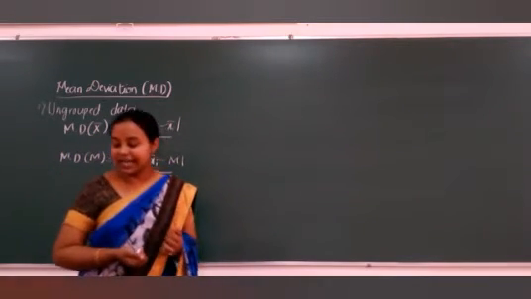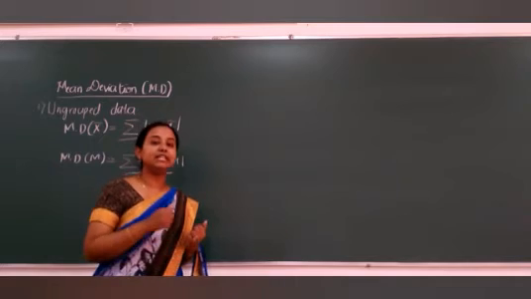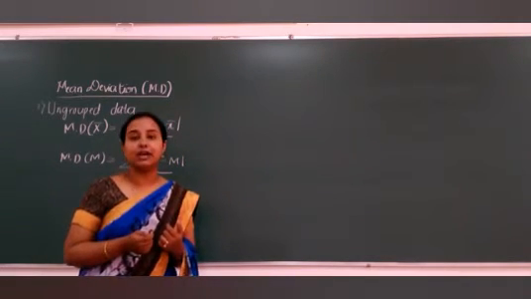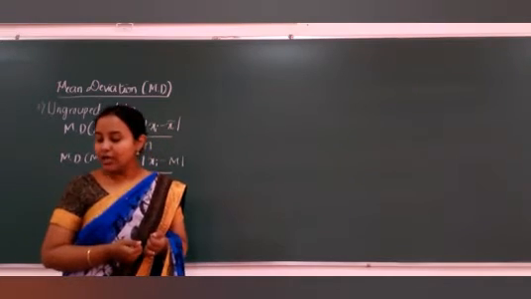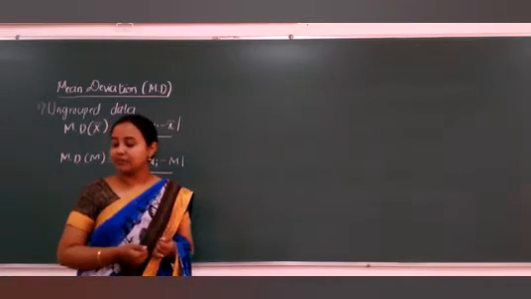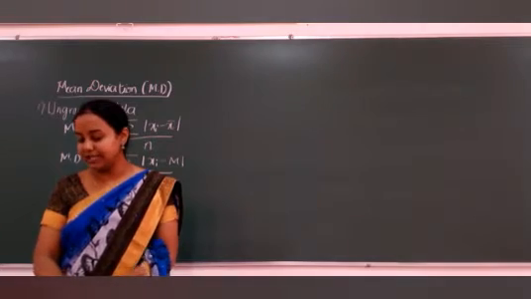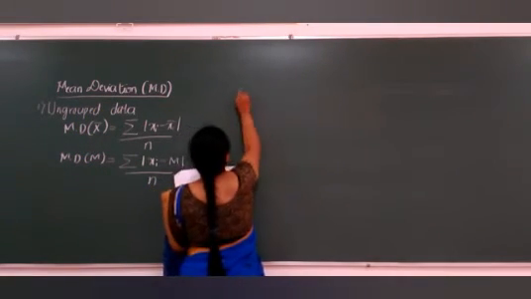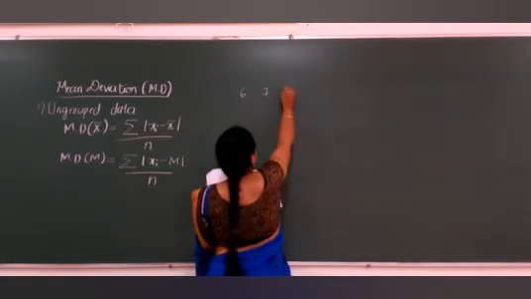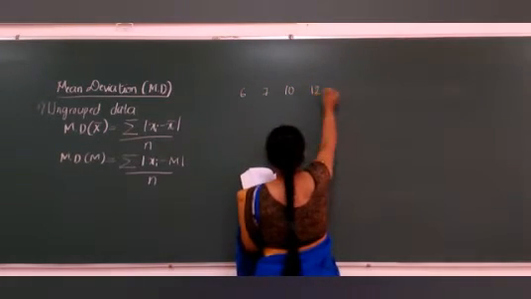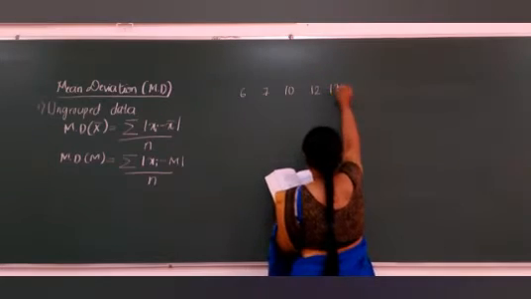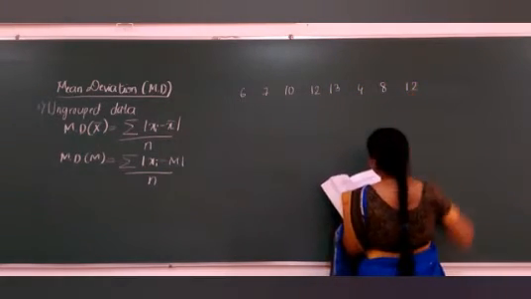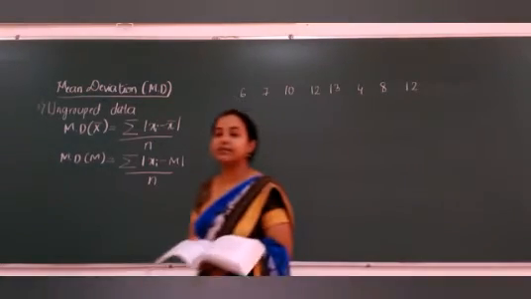So let us consider an example. We will find now the mean deviation about mean for a data, and the mean deviation about median for a data. Okay, so let us consider one example. Find the mean deviation about mean for the following data. The data given here is 6, 7, 10, 12, 13 and 4, 8, 12. Okay, so this is the data which is given.